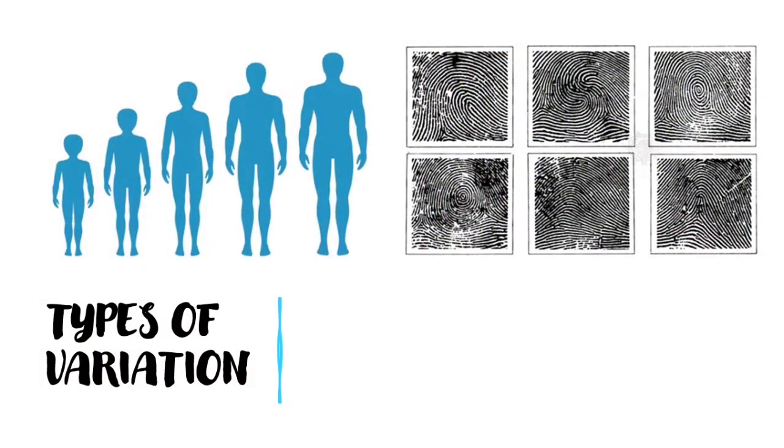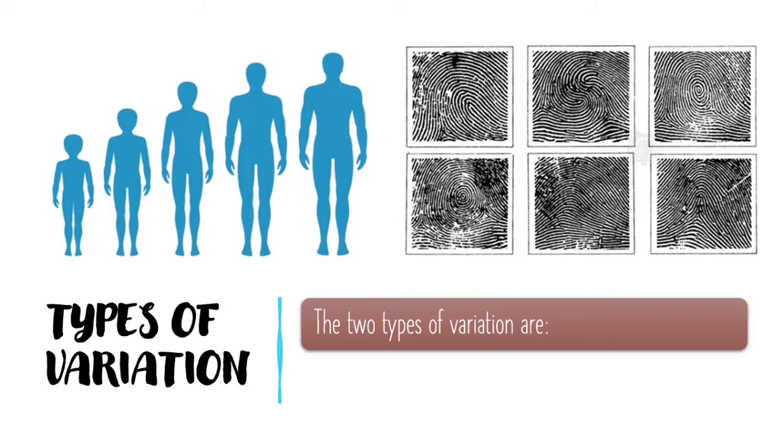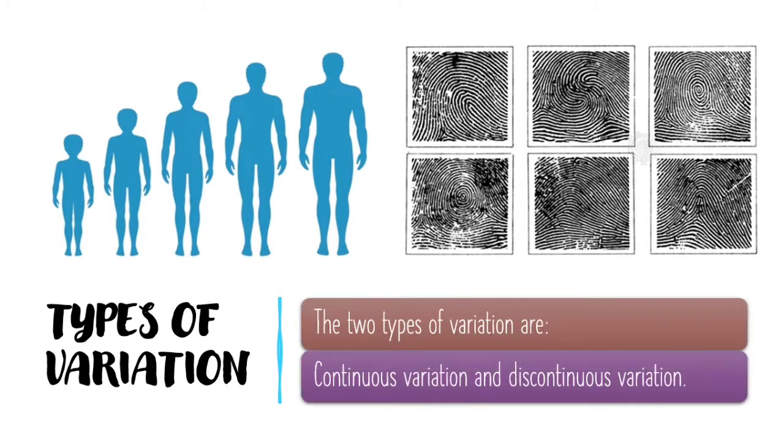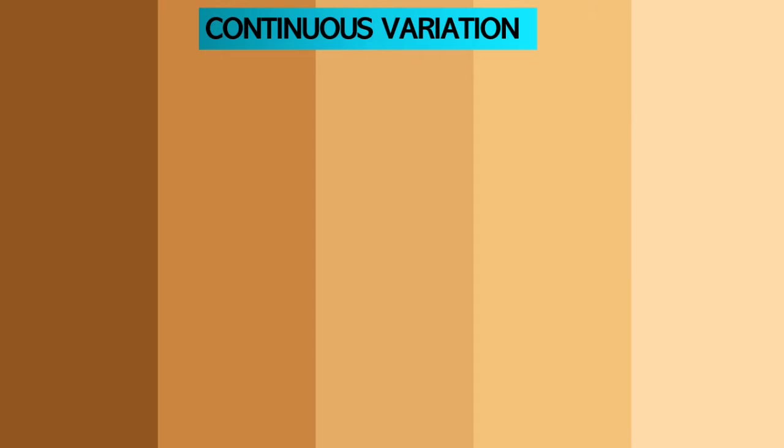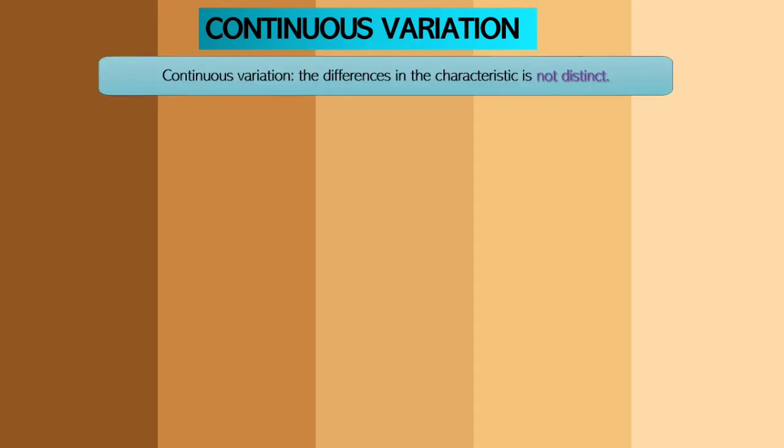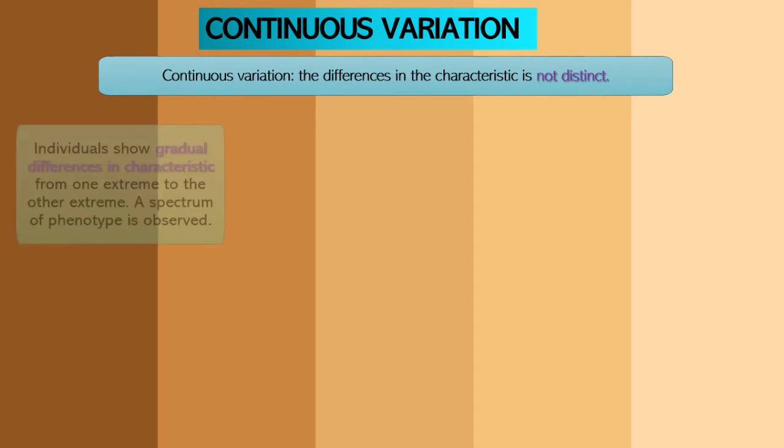Okay, now let's discuss the types of variation. There are two types of variation, which are continuous variation and discontinuous variation. So what is continuous variation? Continuous variation is where the differences in the characteristic are not distinct. Individuals show gradual differences in characteristic from one extreme to the other extreme. A spectrum of phenotype is observed.